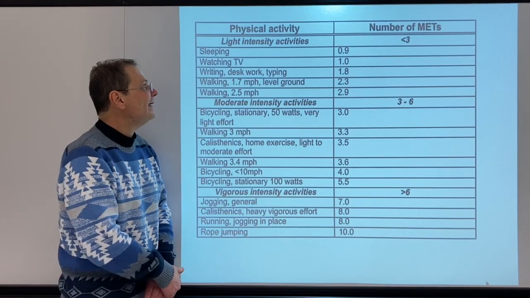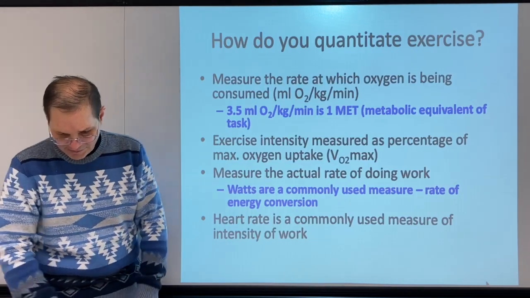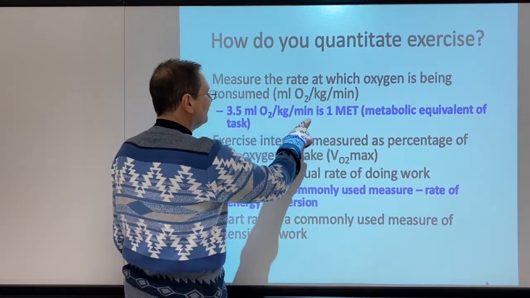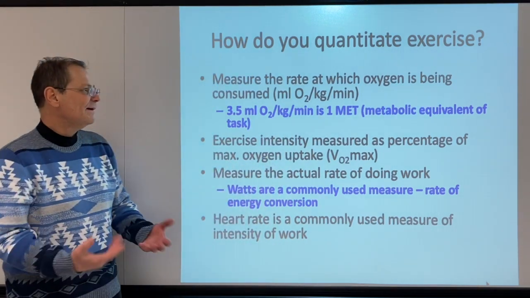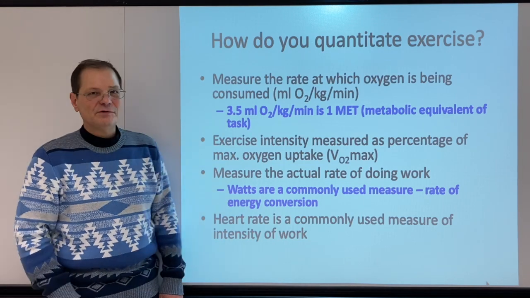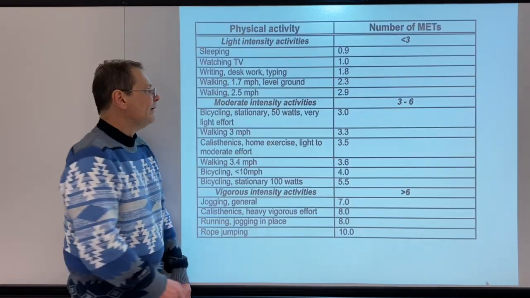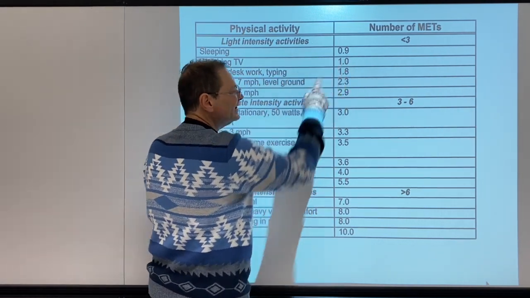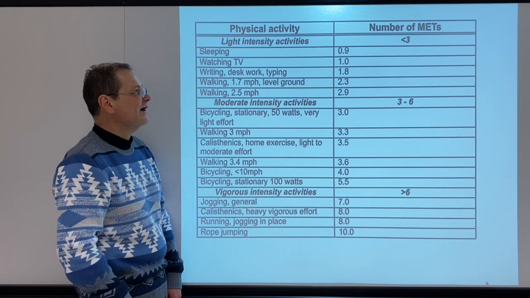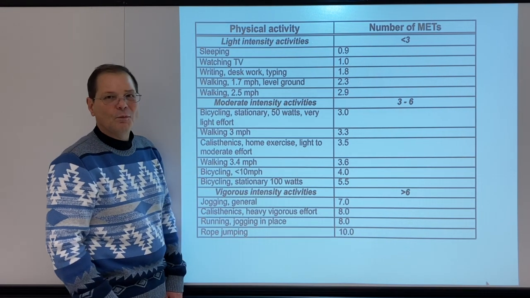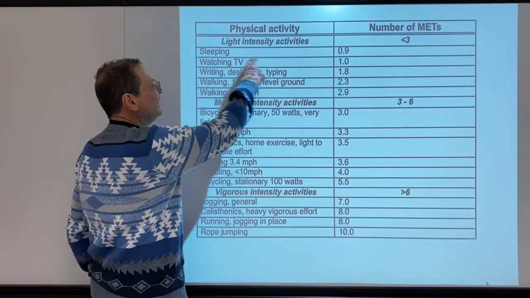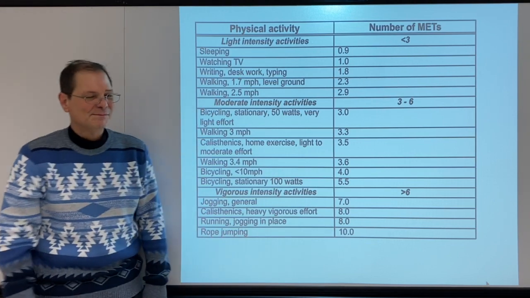So having said all that, let's look at this mysterious MET. 1 MET is equal to 3.5 mL of oxygen per kilogram per minute of oxygen consumption. It's the metabolic equivalent of task. It's basically an arbitrary unit, which is basically 1 when you're watching TV. If you're watching TV, you are exercising with an intensity of 1 MET. Not much of an exercise, if you ask me. When you're sleeping, it's 0.9, so watching TV is not much above that.